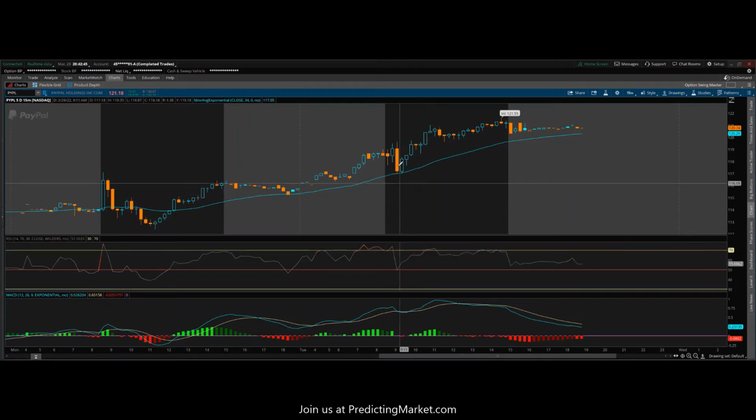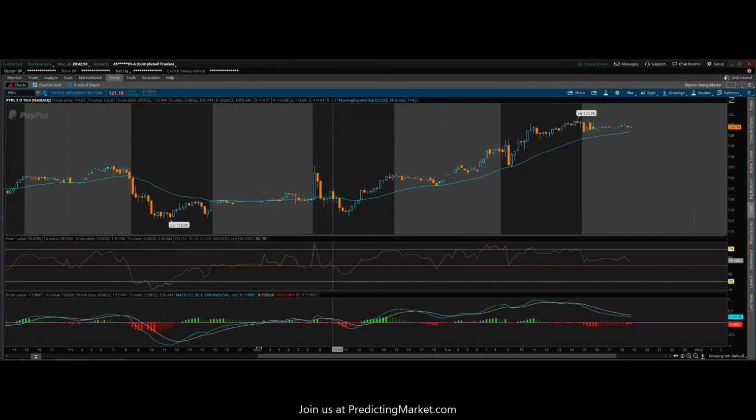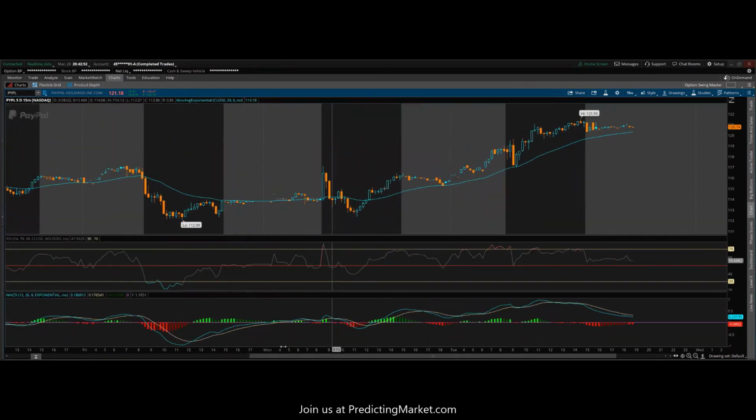So on the options, the 34 EMA beautifully works, especially since options have a tendency of expiry and losing delta. So the 34 EMA perfectly works, and it gives you a tighter signal.